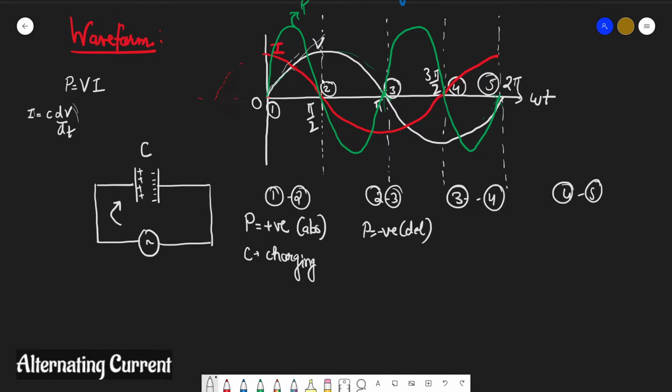From after this point in the 2 to 3 region, the slope of voltage is now decreasing. See, the dV by dt is falling down now. And the current has reversed. So first of all, you can mark this as the reverse direction. Now the current is flowing like this.